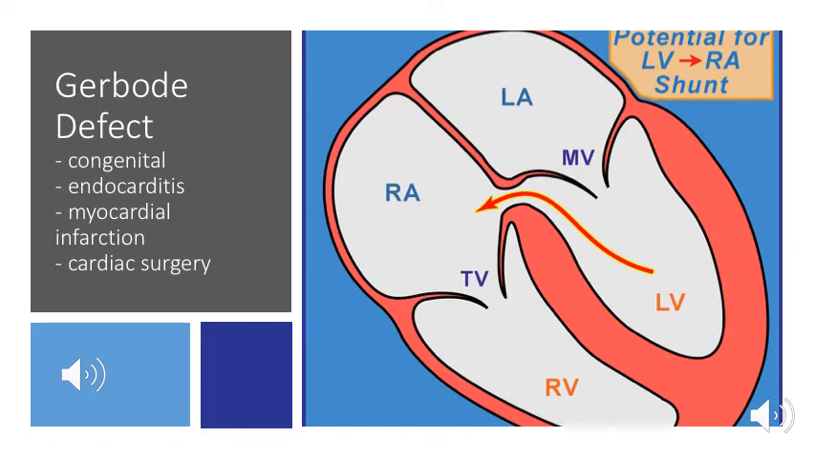In the Gerbode defect, there is a shunt, which means a communication between the left ventricle and the right atrium. This anomaly is congenital. It is made before birth, and it represents less than 1% of all the different defects that can occur in patients.